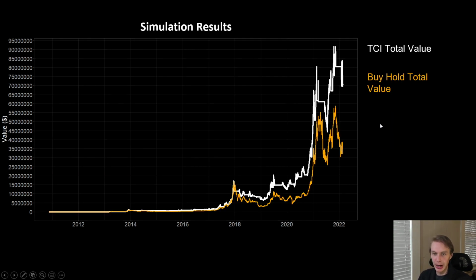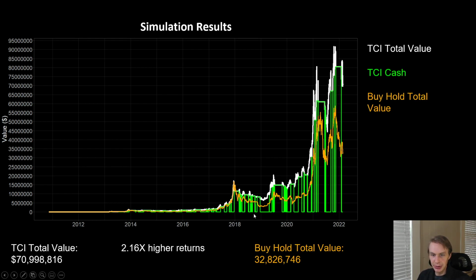And importantly, if we compare this to the buy and hold strategy, it destroys it, right? Look, it crushes it. It's over 2x higher, actually, when you look at the actual numbers. So that's what I'm showing here. There's two things that I've added to the graph here. So this yellow line is the total value for that buy and hold person. They would have ended with 32 million. Not bad, of course, but less than half of what you would have gotten with this TCI-based strategy here.